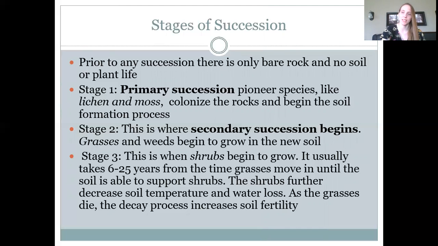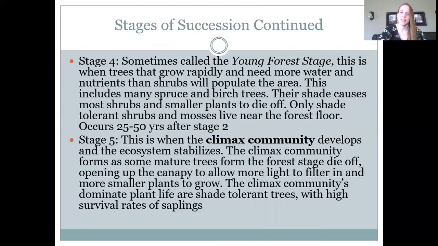Those shrubs, just like the grasses and weeds prior to them, will further shade the soil, which will decrease the soil's temperature and increase the amount of water there. Then we get into what's sometimes referred to as the young forest stage, where you'll have some trees come in. Those trees can grow really, really rapidly. They'll need more water and more nutrients from the soil than the previous shrubs and grasses. But because the shrubs have been there shading the soil and the grasses and stuff have been dying, you now have that water and nutrient available to these trees.